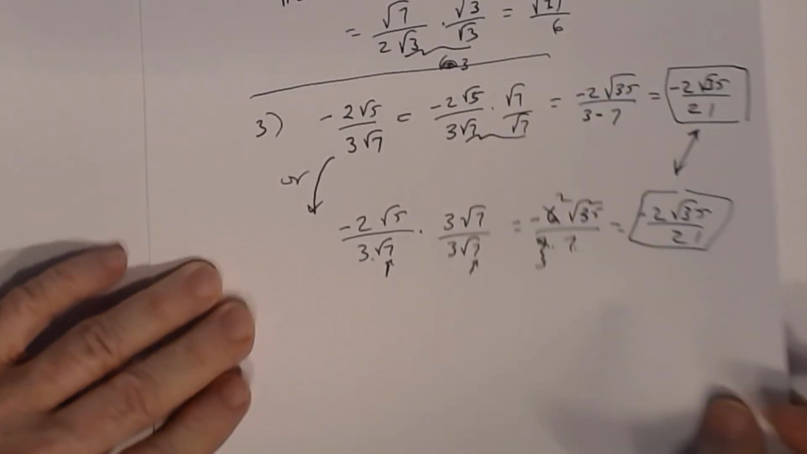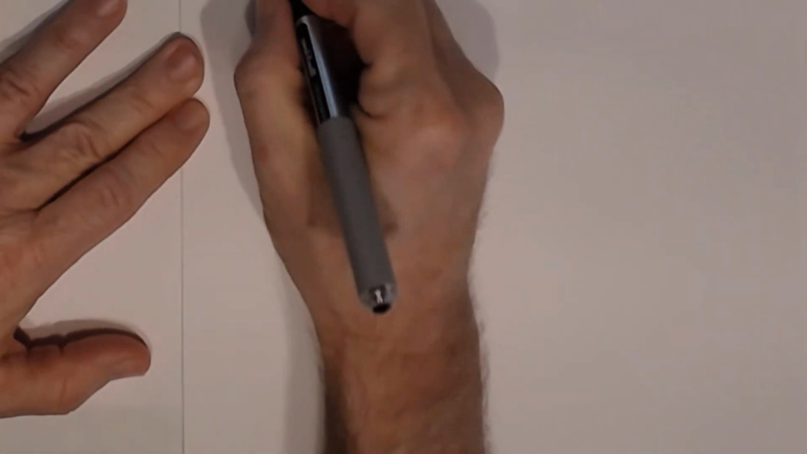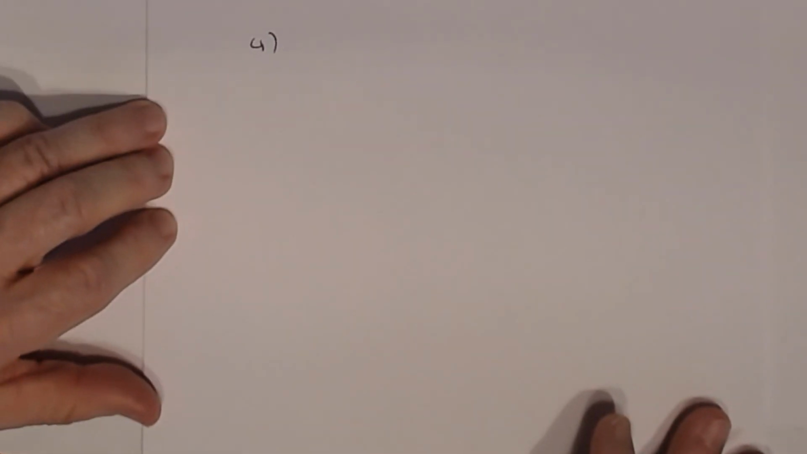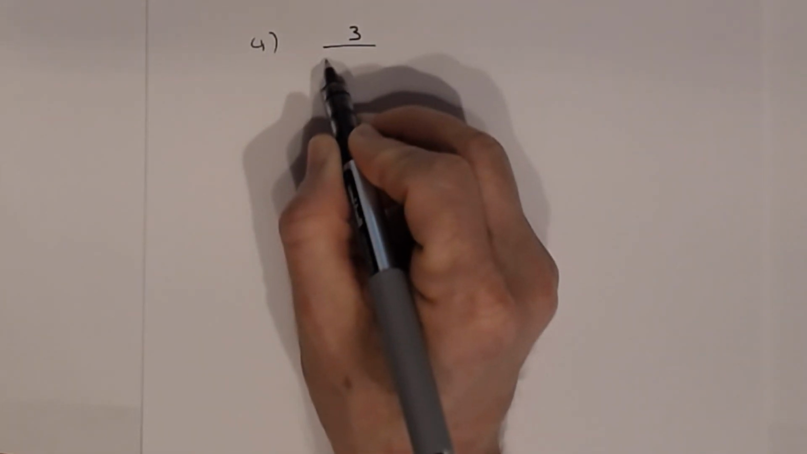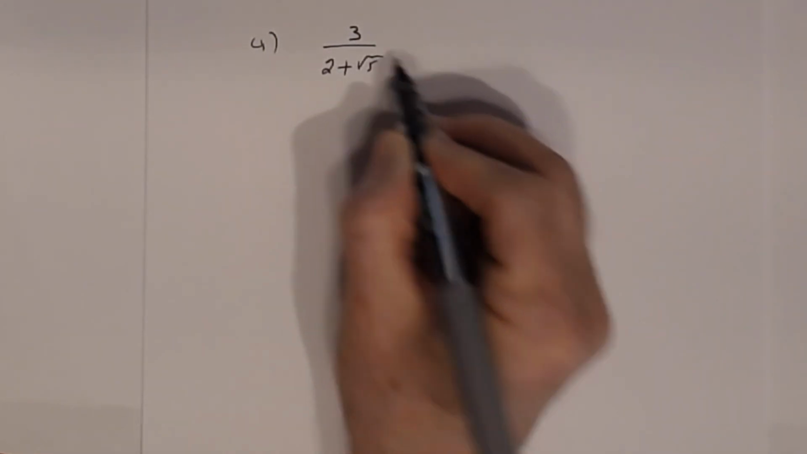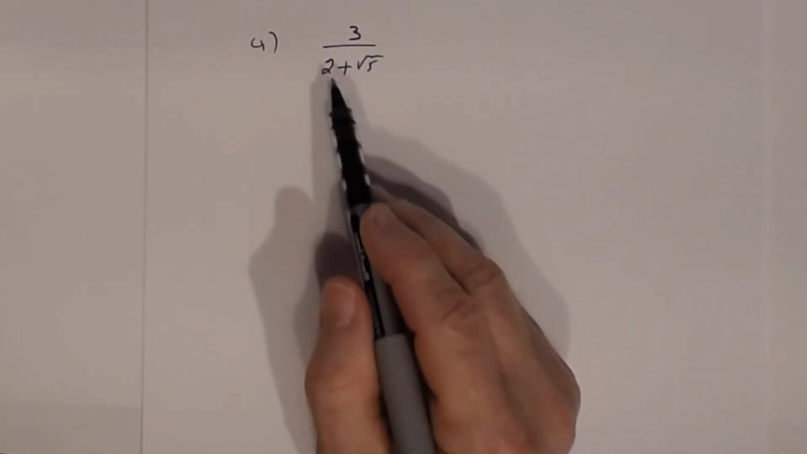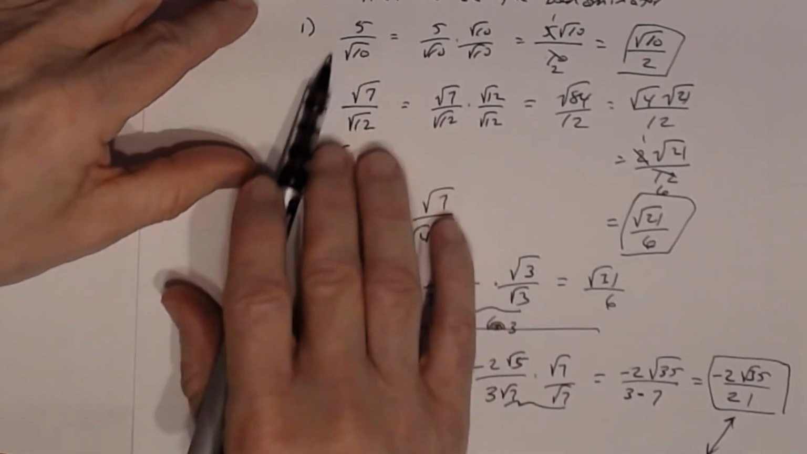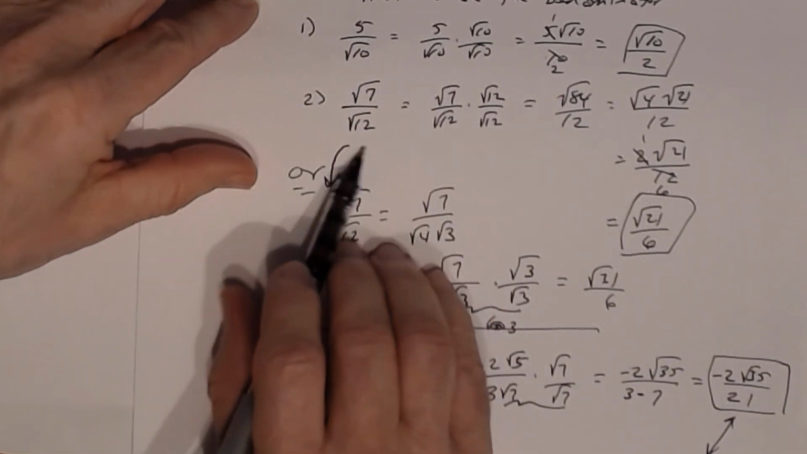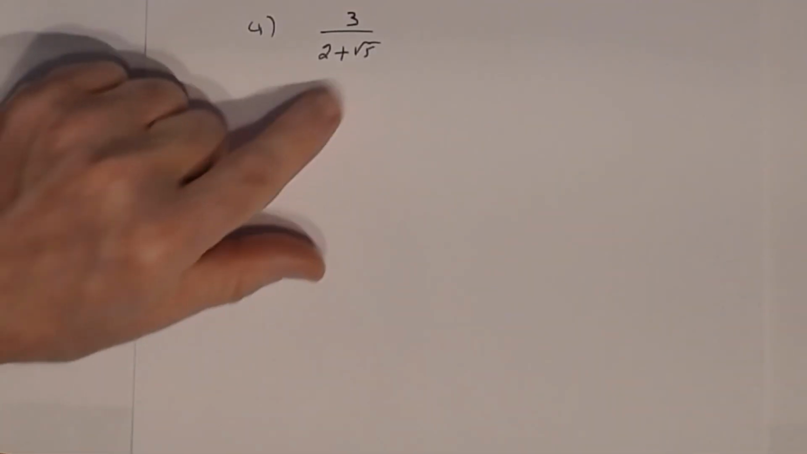Then, okay, so then we started looking at something like this. In number 4, we started looking at, well, what if you had 3 divided by 2 plus the square root of 5? You're going to see something like this on your test at the end of next week. Notice that that's a little bit different than these. Here you only had one term in the denominator. Here you have 2 terms.